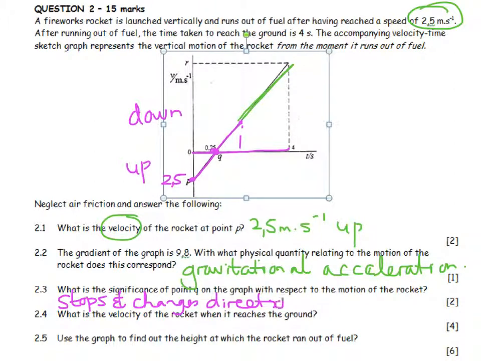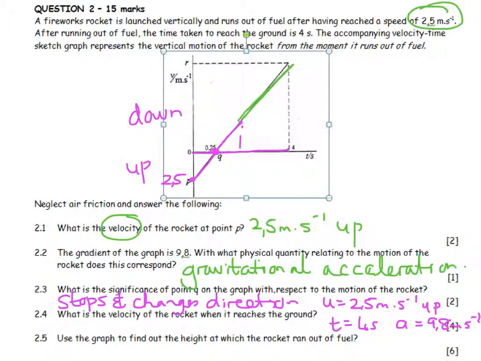You can write at the top of its projectile. What is the velocity of the rocket when it reaches the ground? So we've got an initial velocity of 2.5 meters per second up. And as long as I keep my directions right, I shouldn't stuff it up. My total time is 4 seconds. My acceleration is 9.8 meters per second squared downwards.